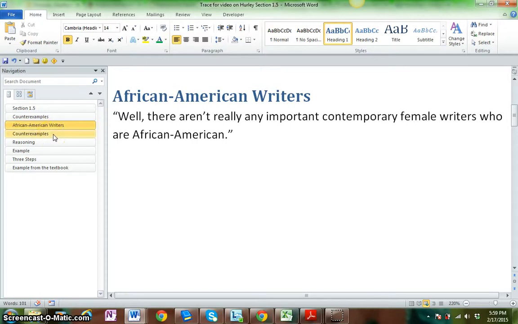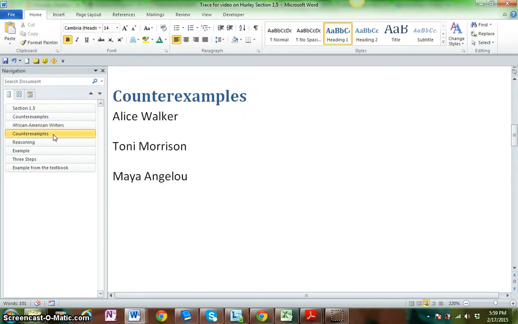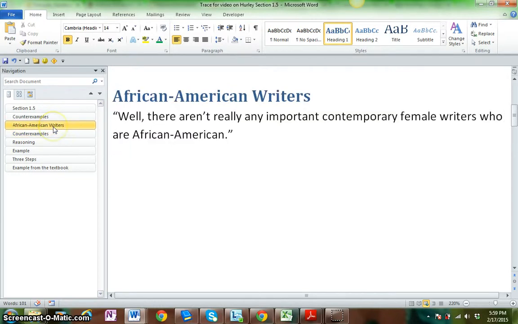You can give examples of contemporary female African American writers who are very important and well known all over the world. So there's Alice Walker, who wrote The Color Purple. There's Toni Morrison, who is a Nobel laureate, and there's Maya Angelou, who's a famous poet as well. So these are all counterexamples to the claim that there aren't any important contemporary female writers who are African American.